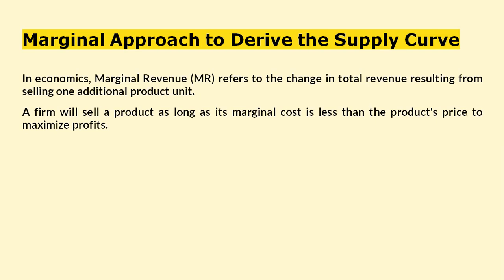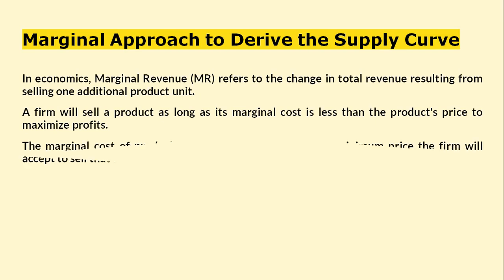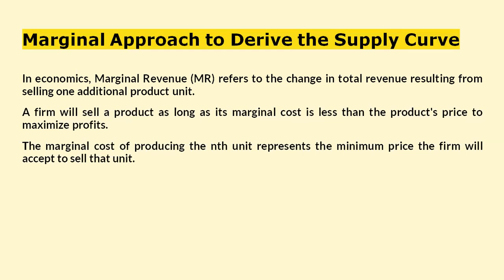A firm will sell a product as long as its marginal cost is less than the product's price to maximize profits. The marginal cost of producing the nth unit represents the minimum price the firm will accept to sell that unit.